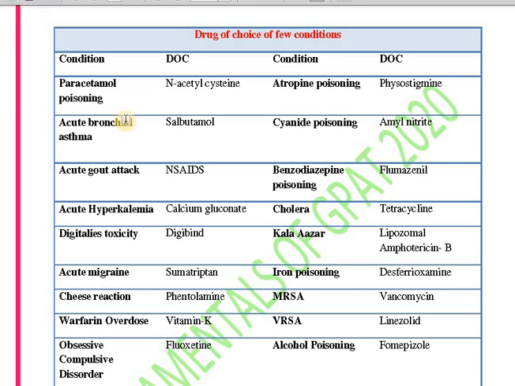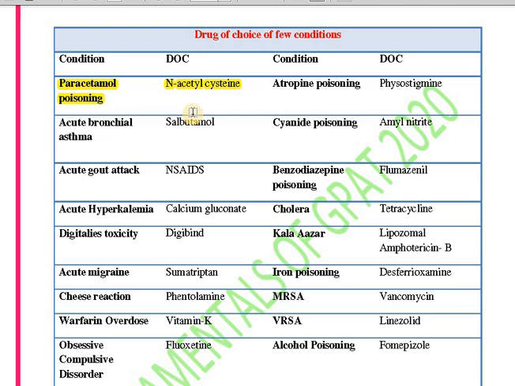So first condition is paracetamol poisoning. Paracetamol poisoning may occur due to the ingestion of larger doses of paracetamol. More than 5 gram per day will be a toxic dose. So in that case you have to use N-acetylcysteine, which is a specific antidote and drug of choice for paracetamol poisoning. Okay, N-acetylcysteine, remember this.